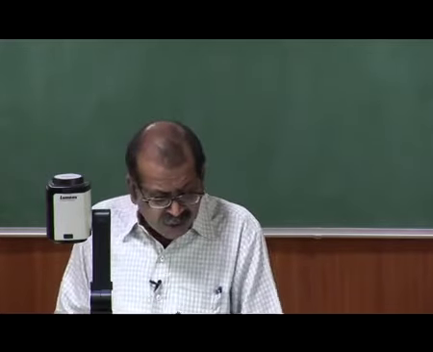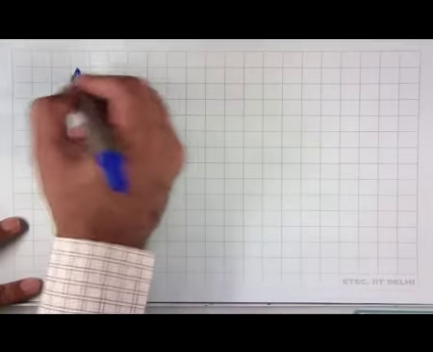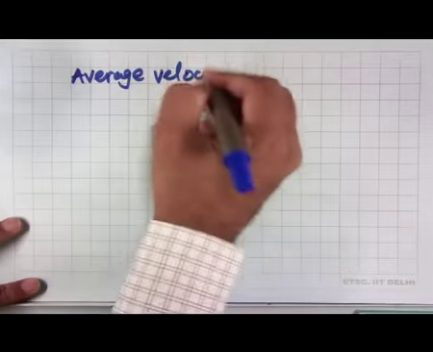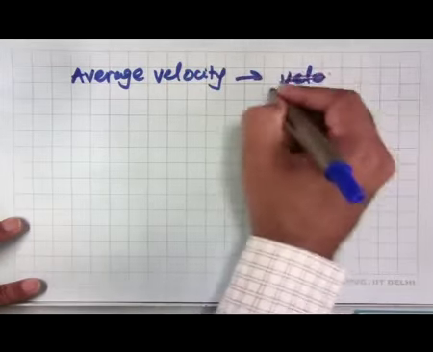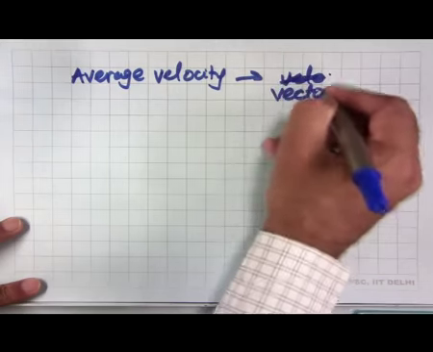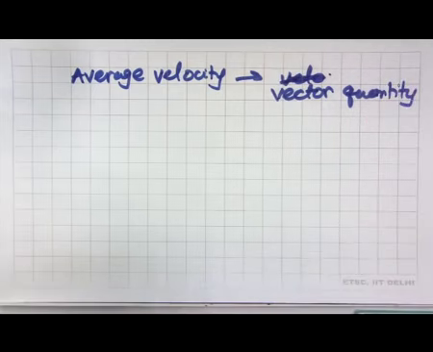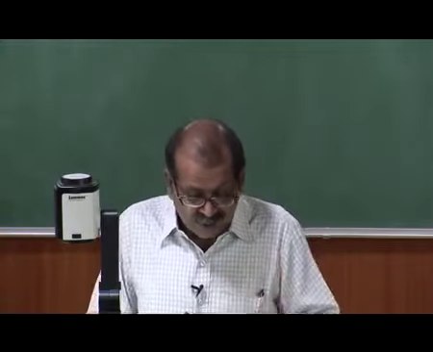Now, let us see the graphical meaning of average velocity. Well, let us look at some aspects of average velocity. Average velocity, we realize first of all, is a vector quantity. A vector quantity means that it has a direction as well as a magnitude.